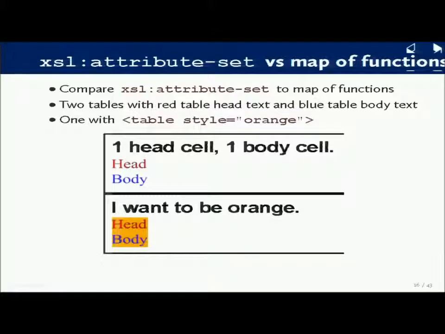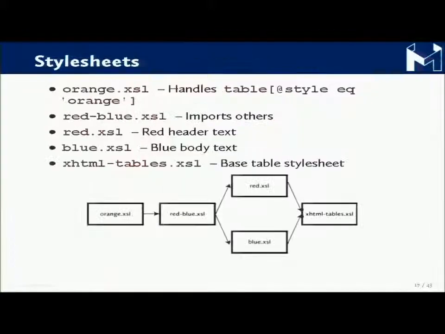The way to do that in JATs is a style attribute. This isn't a CSS style attribute. This is a JAT style indication of what the processing should be. The toy style sheets that I'm using are shown here. There's the orange one, which handles making the special table orange. There's a red and a blue style sheet for making text red and blue. And then there's the core JATs style sheet.